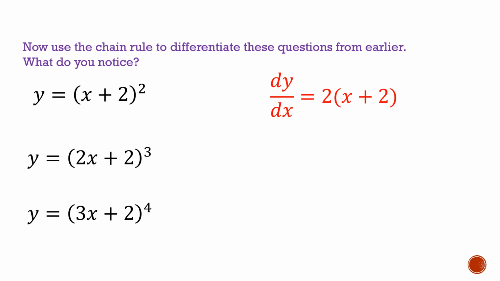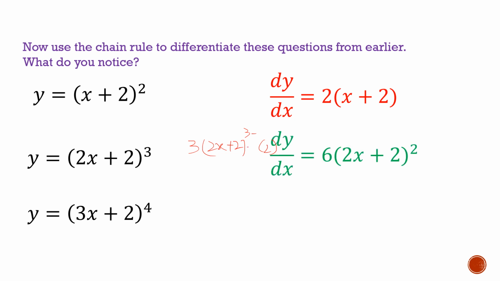Here the derivative of the outside function would be 3. So we will get 3 times (2x plus 2) to the power 3 minus 1, times the derivative of 2x plus 2. The derivative of 2x is 2, so times 2, and this will give us dy over dx is equal to 6 times (2x plus 2) whole squared.